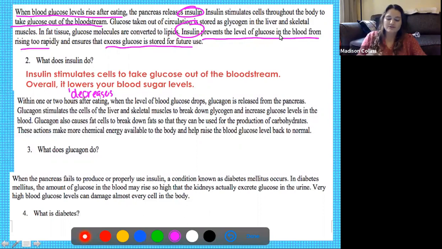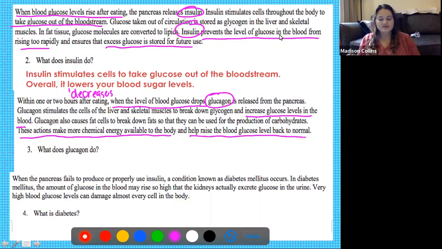Within 1 or 2 hours after eating, when the level of blood glucose drops, glucagon is released from the pancreas. Glucagon stimulates the cells of the liver and the skeletal muscles to break down glycogen and increase glucose levels in the blood. Glucagon also causes fat cells to break down fat so that they can be used for the production of carbohydrates. These actions make more chemical energy available for the body and help raise the blood glucose level back to normal.